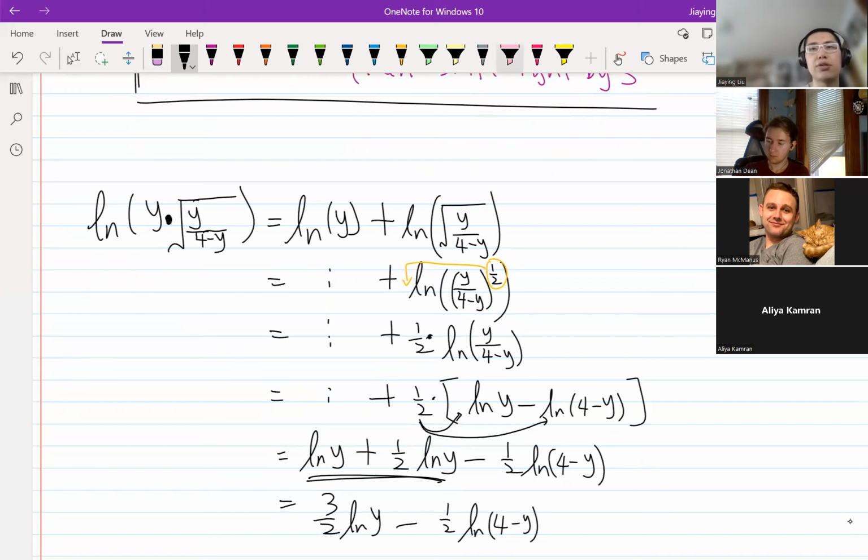There's nothing more we can do. If we have a subtraction or addition inside the log, don't do anything. Only if we have a product, a quotient, or an exponent in the log can we rewrite it, not with addition or subtraction. Nothing more for this part.